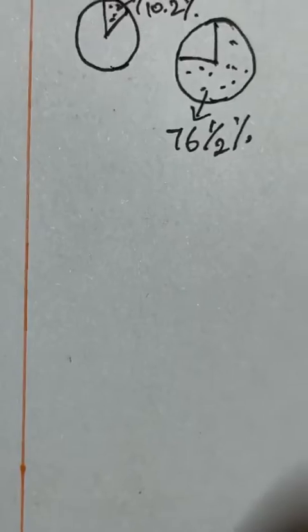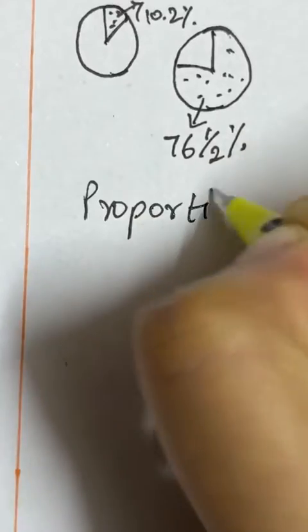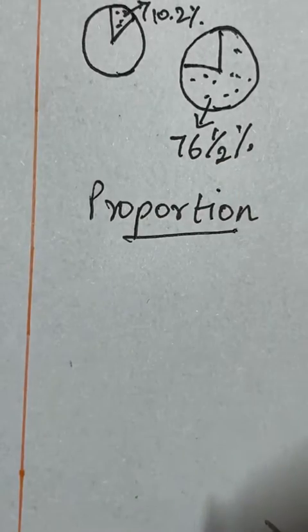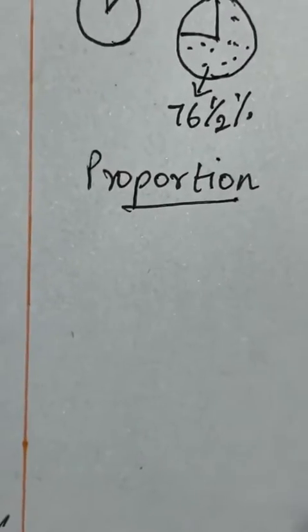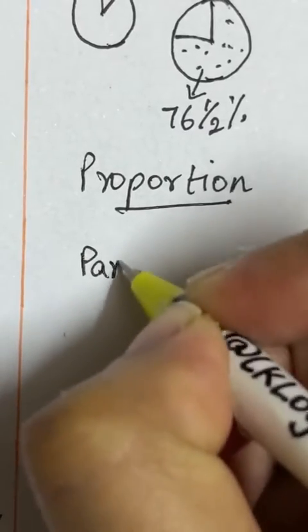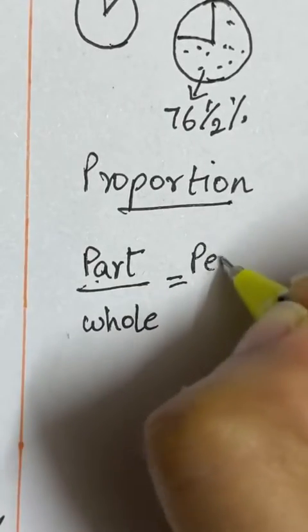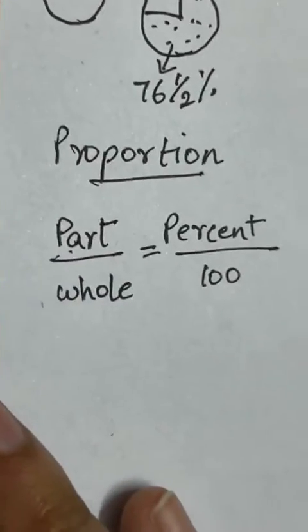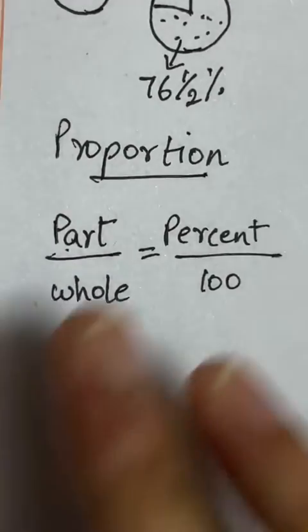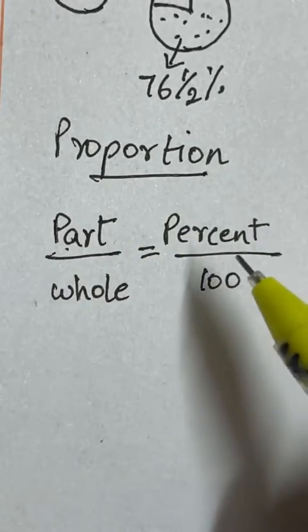Okay, now there are two ways to do percents. The first way is proportion. What do we do in proportion? We write down the part and the whole number in the form of a ratio. Part over whole, part divided by whole, is equal to percent divided by 100. This is how we find in proportions. This is called a proportion, where you have these two equivalent to each other.